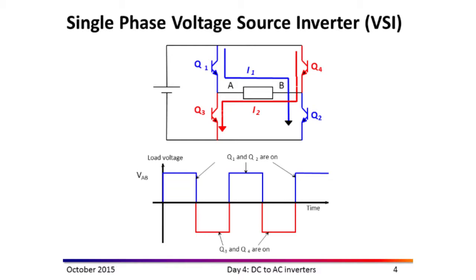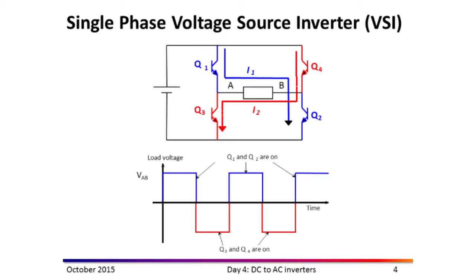So from 0 to pi, if I operate switch 1, which is Q1 and Q2, the current will flow from this side through that transistor and then toward the load. So the current direction here is from A to B, and then it continues through this switch because it's on, and comes back toward the source again. So the voltage, in this direction, what's the voltage here? VAB is equal to VDC.